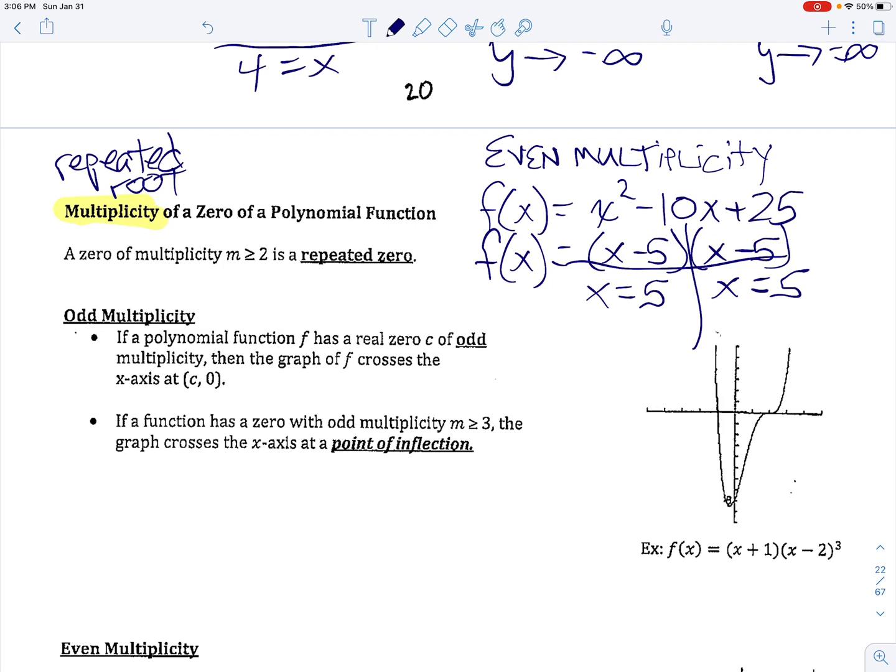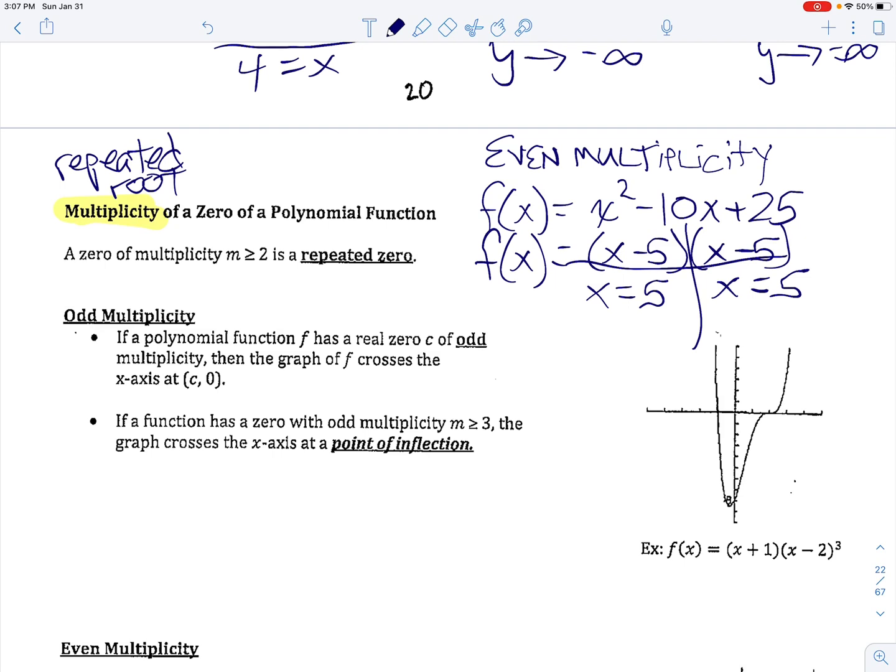This is not odd multiplicity because 5 is an odd number. This is even multiplicity because the root 5 repeats 2 times, and 2 is an even number. So you determine multiplicity by how many times the root is repeated.